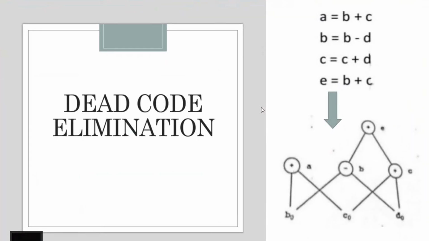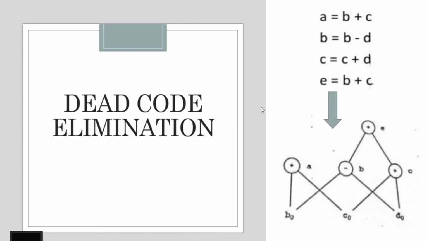Next, dead code elimination. Dead code elimination is nothing but deleting any node from a DAG that is not presently live. Presently live means that the value of that variable has to be used repeatedly. If the value of a particular variable is not used for a particular amount of time, that variable becomes dead. Now let us check with an example.